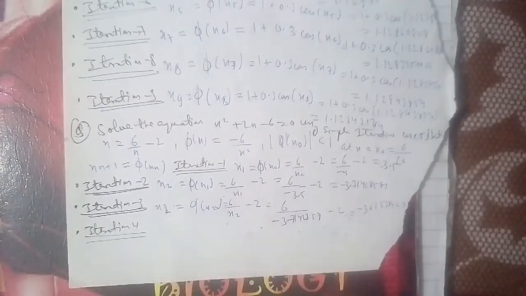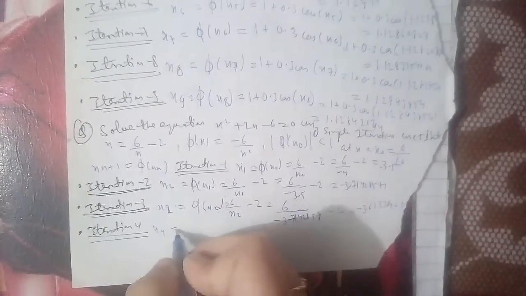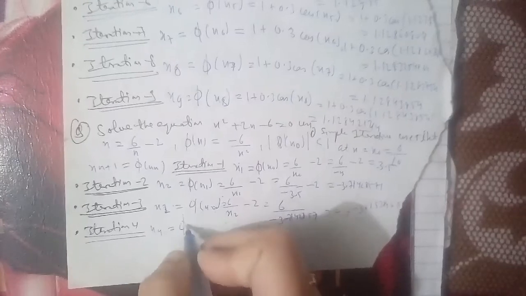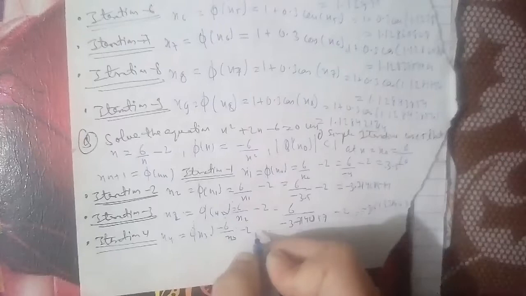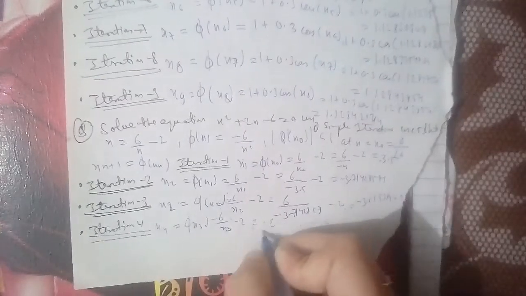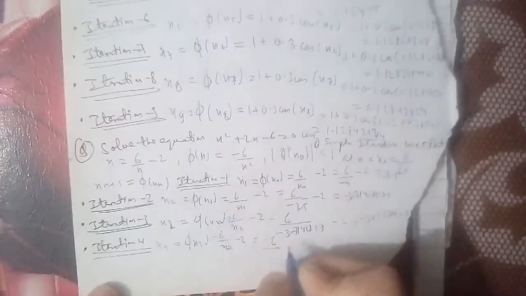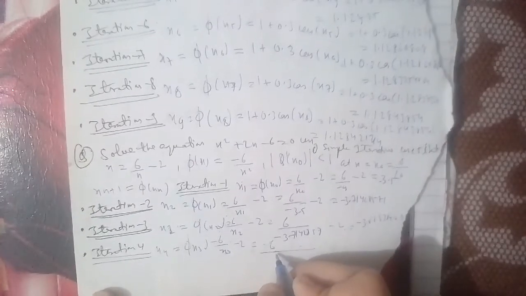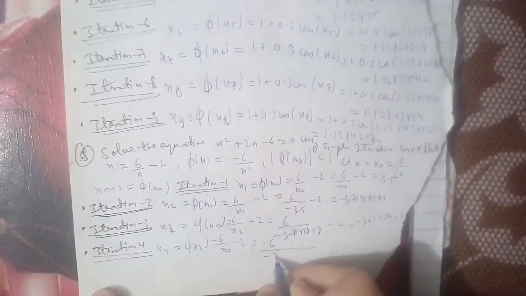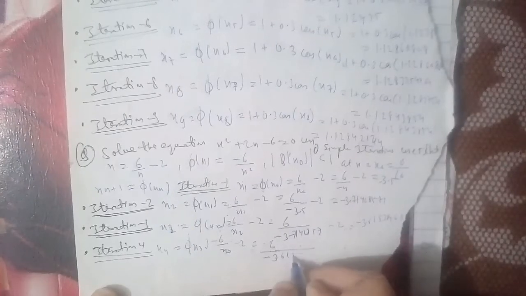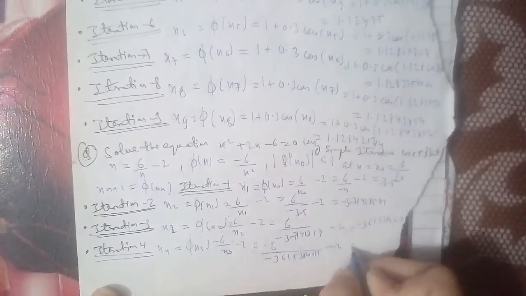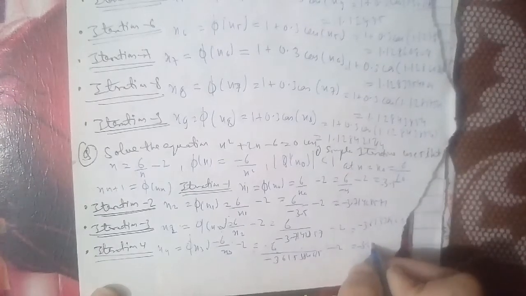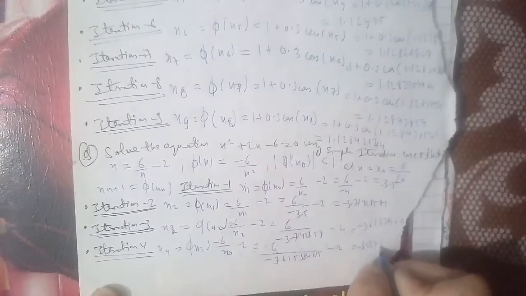For that, x5 is equal to phi of x4, which is equal to 6 upon x4 minus 2, equal to 6 upon minus 3.659574468 minus 2, and we get the value minus 3.6395349 here.